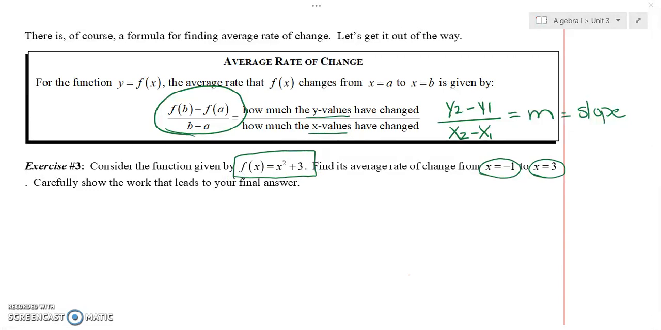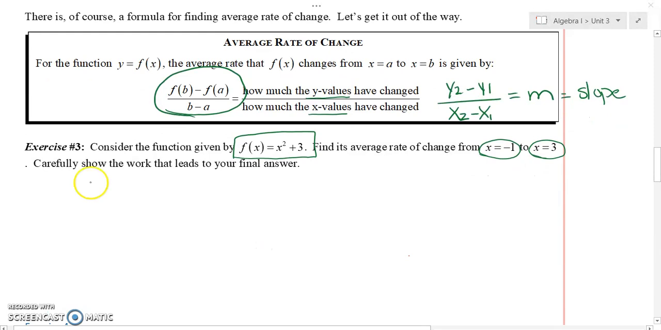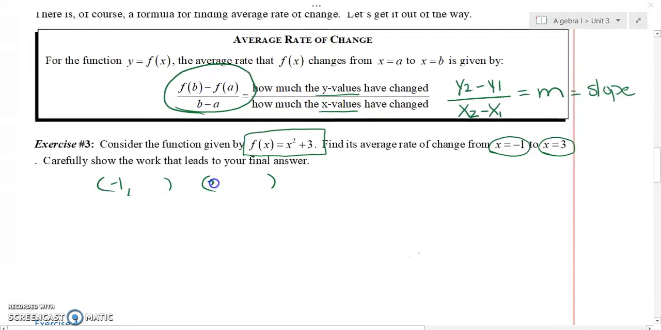Now to find it, you must know your points. That's how all average rate of change problems start when we find the slope. So what they have given us is x equals -1, okay? They didn't give us y. They also told us x equals 3, okay? That goes here. But they didn't give us y. So what are the y's? How do we find the y's?